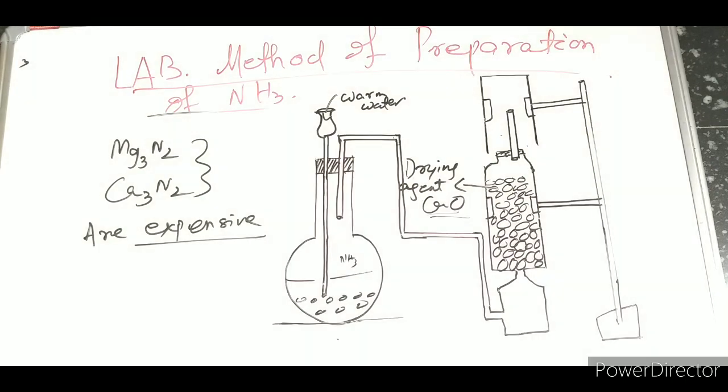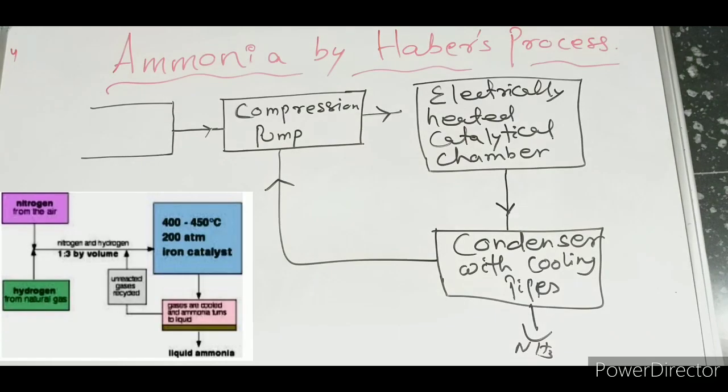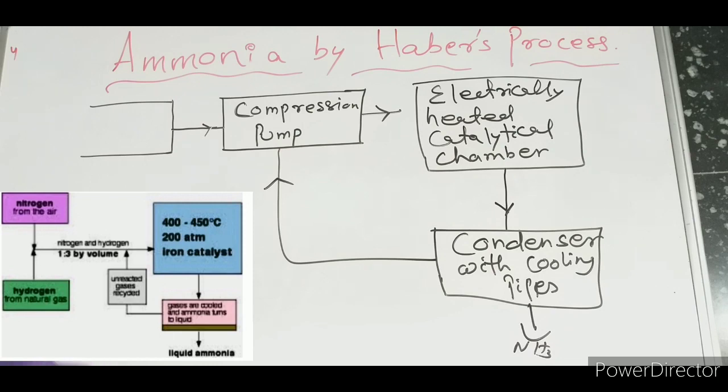Now we will discuss ammonia by Haber's process. This one is important. It is very important from the exam point of view, and many times a board question has come from it. So what to do here? First of all, we have to take nitrogen and hydrogen. This is the flow chart I am telling you. After that I will tell you the equation and all those.